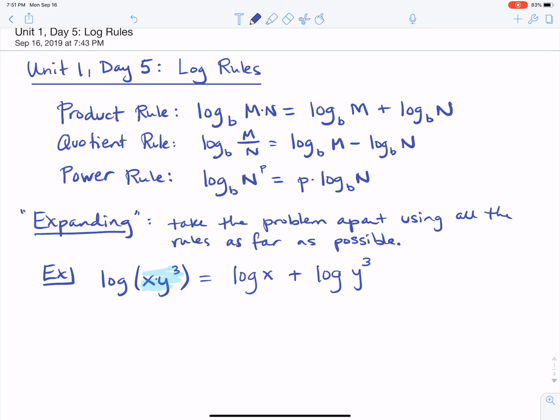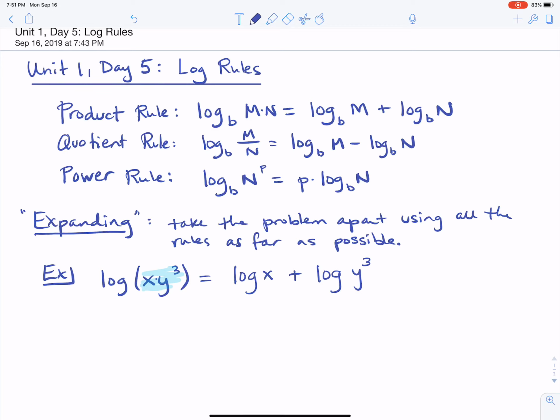Now notice my initial problem is a common log. It's understood base 10. So that would be the b that you see in the product rule. I don't have to write that down. Because with a common log, you don't have to write that down. Now, according to what it says for expanding, it says take the problem apart using all the rules as far as possible.